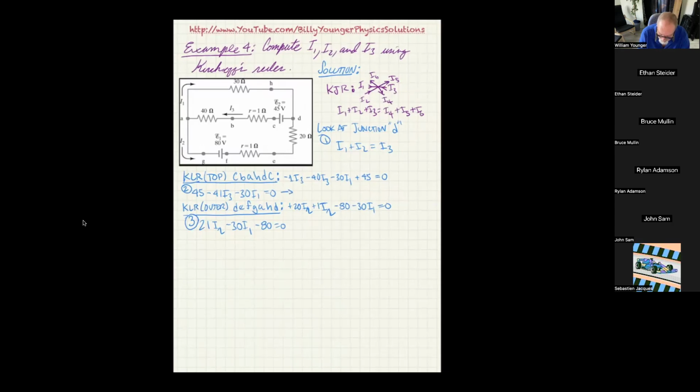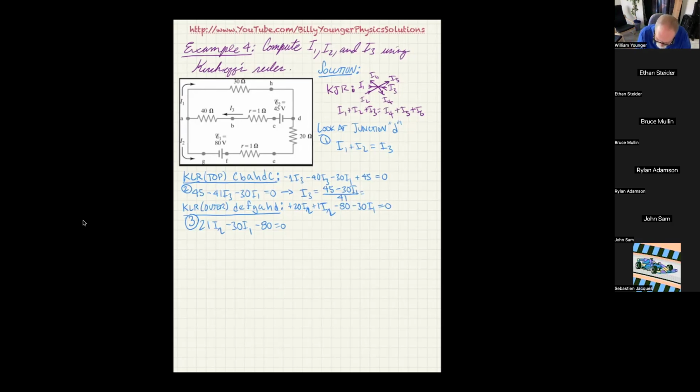I could also solve equation 3 for I2 only in terms of I1, and that's what I'm going to do. So if I solve this one for I3, I'm going to get I3 is equal to, notice when I put it over to the other side, it becomes 41 I3 positive. So I'm going to say this is 45 minus 30 I1, and then I'm going to divide all that by 41. And now I can break this up by calling it 45 divided by 41, which is 1.098.